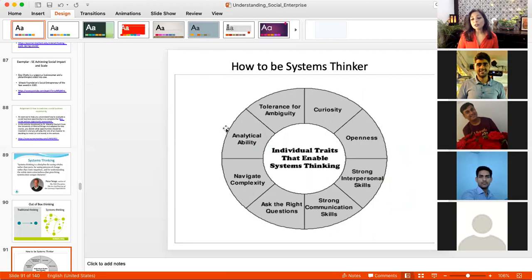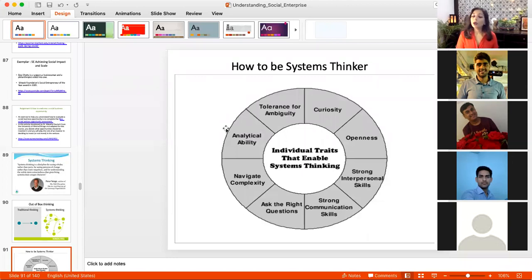Systems thinkers usually need to have certain personality traits. You may have some of these personality traits already, but if you don't, it is encouraged that you cultivate these personality traits, because that will allow you to be a problem solver in whatever domain you may choose to be in. Problem solving is not per se limited to the public sector or social enterprise sector. Problem solving is as much part of the private sector, business sector, political sector, social sector, cultural sector.